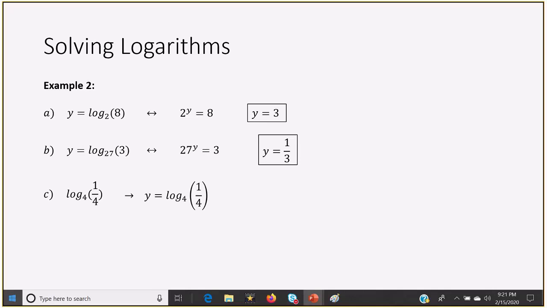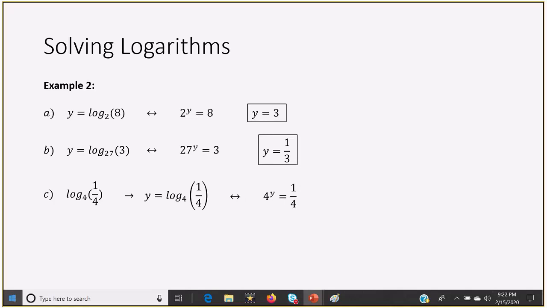You want to translate it. So I have a log base 4 that's going to move to the other side of the equation. It will be the base of an exponential. And so I'll have 4 to the y is equal to 1/4. And again, this might seem kind of weird, to take something to a power and get it smaller, but it also falls into the category of once you've seen it once or twice, you'll see it time and again.